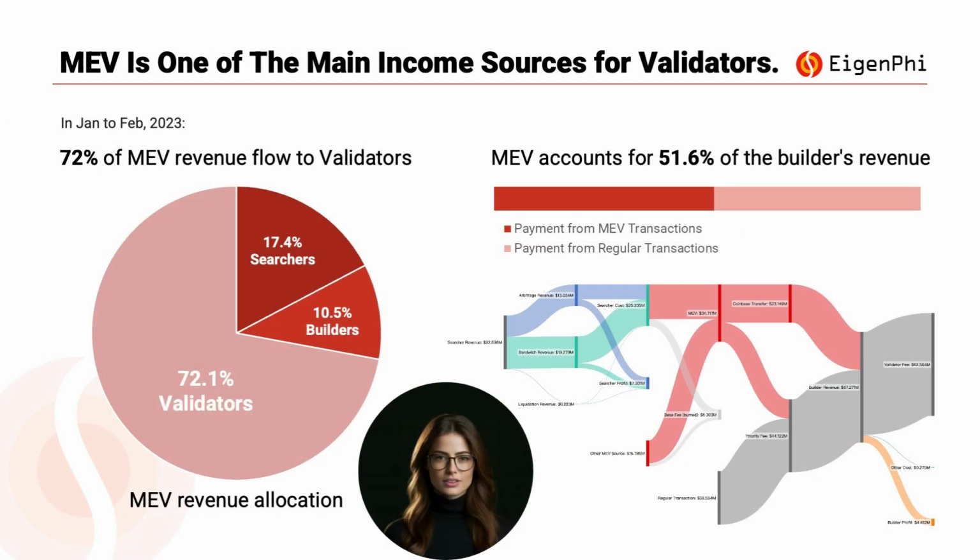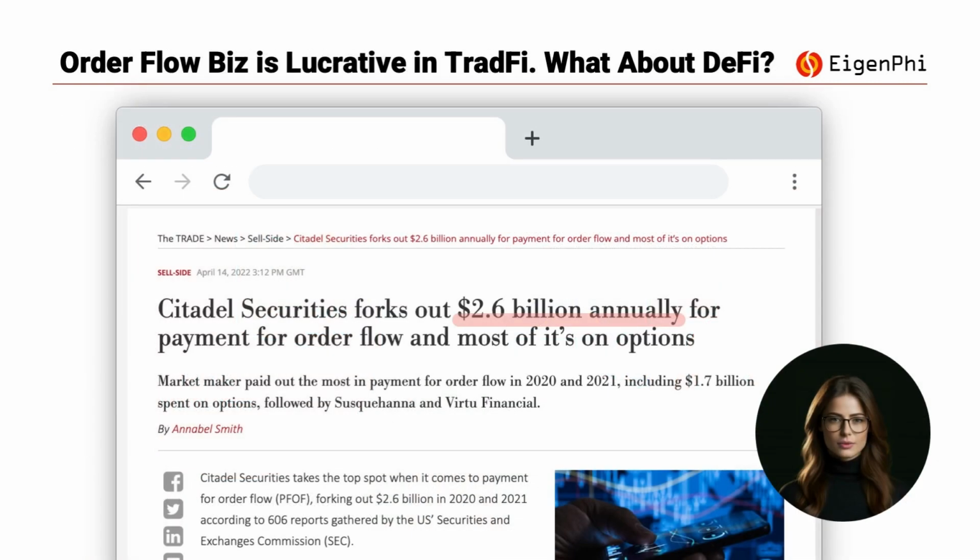Additionally, observe what we discovered regarding MEV revenue allocation from January to February this year. Over 72.1% of MEV revenue ultimately went to validators, while searchers and builders received the remaining portion, less than 30% of MEV revenue. So here's the point. The MEV game is indeed the game of detecting the signal from order flow.